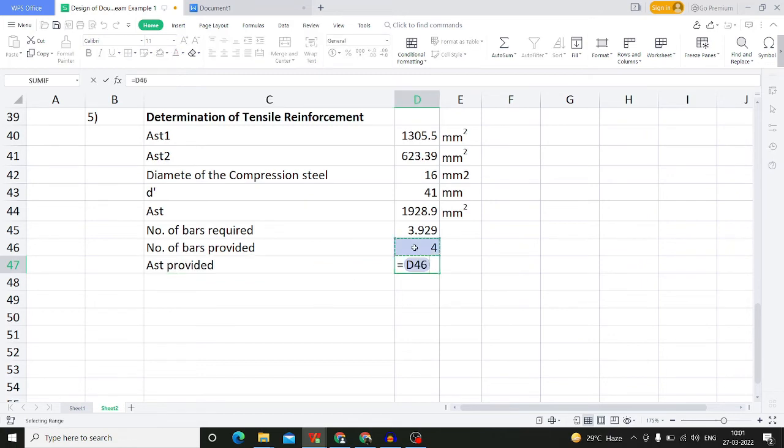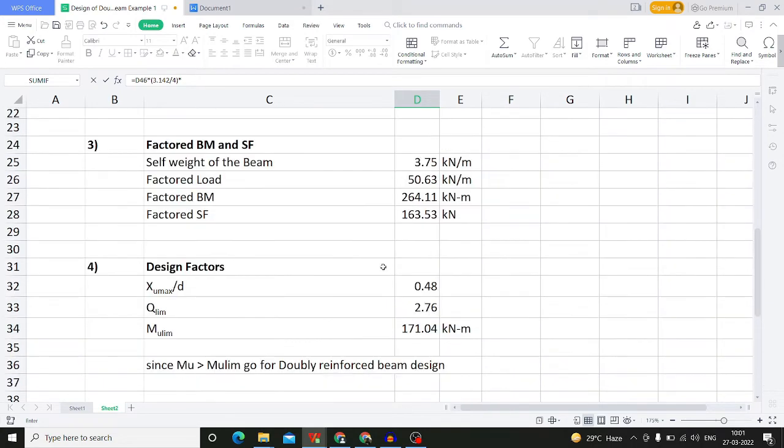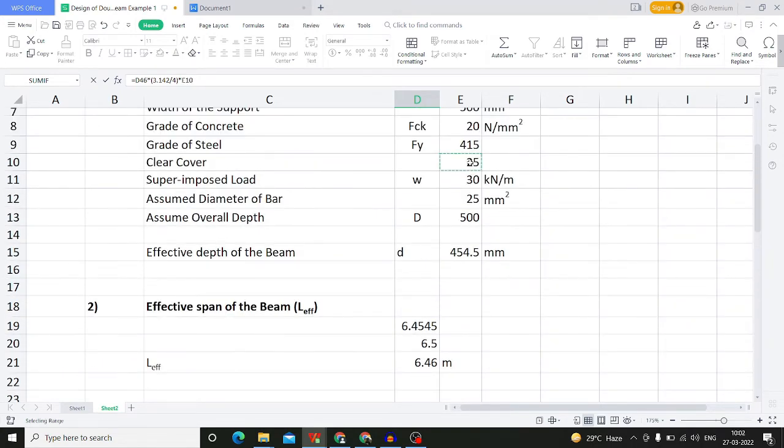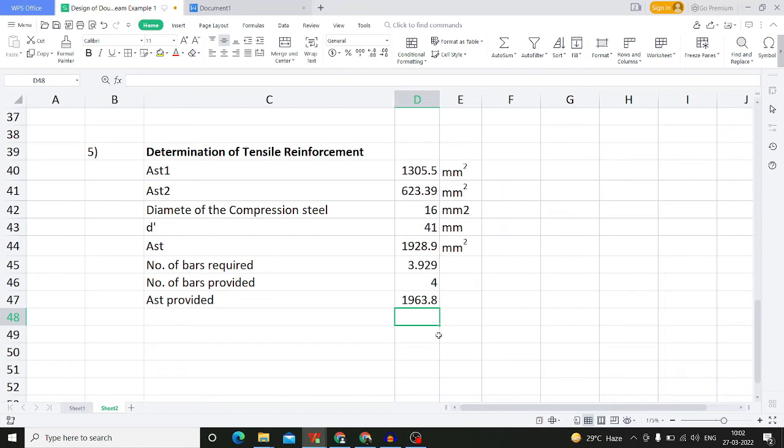AST provided equal to 4 into area of each bar, into 3.142 divided by 4 into d square, 25 into 25. So this is the value of AST provided, square.